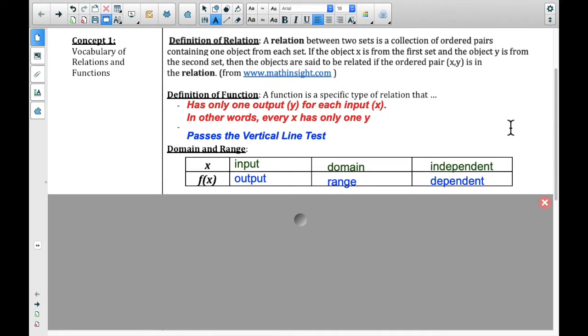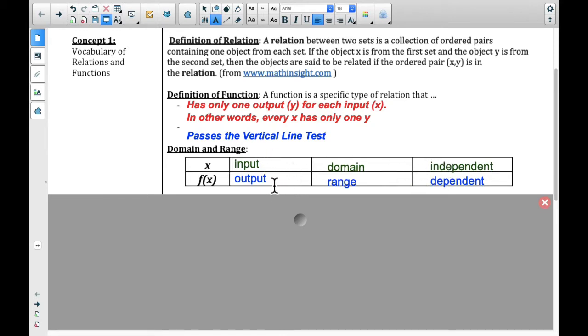So some more terminology. When we talk about functions, we talk about domain and range. And in different settings, we call the domain and the range different names. So often, the domain is your x value, and it is your input or your independent variable.